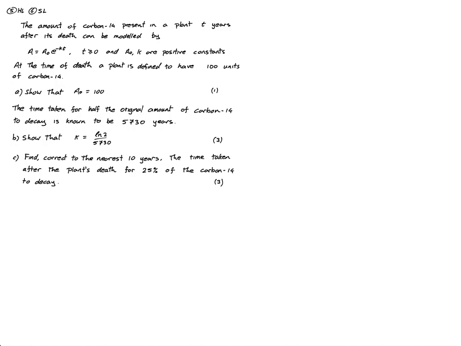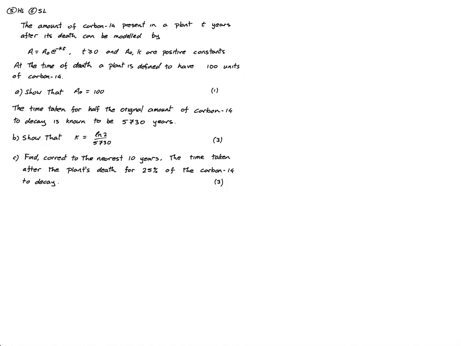Question 5 for HL, 6 for SL. The amount of carbon present in a plant T years after its death can be modeled by this. At the time of death, a plant is defined to have 100 units of carbon. Show that A0 equals 100.